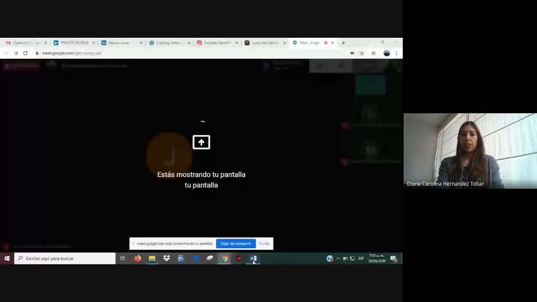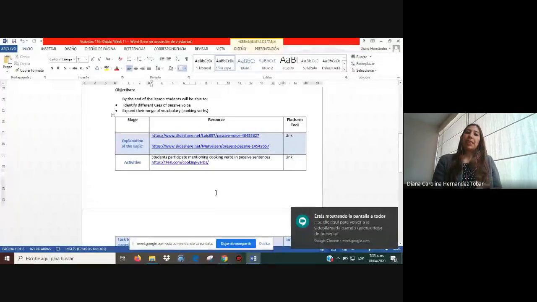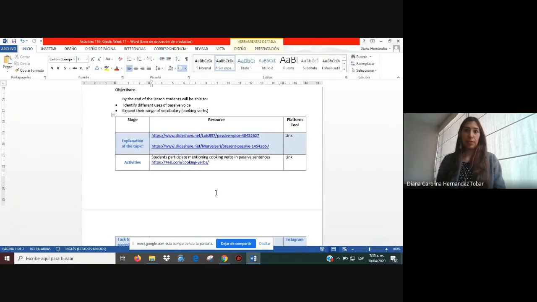Okay, guys, we have two objectives today. The first aim is that by the end of this lesson, you will be able to identify different uses of passive voice. Then I am going to present a poster of different cooking verbs so that we can work on the matching exercise, part one in the ICFES test. In that way, you are going to be able to expand your range of vocabulary, okay?